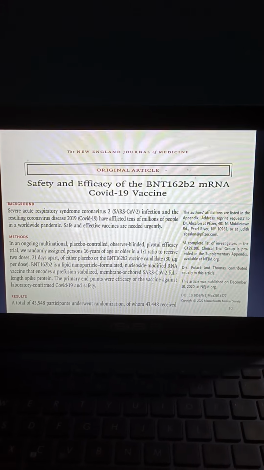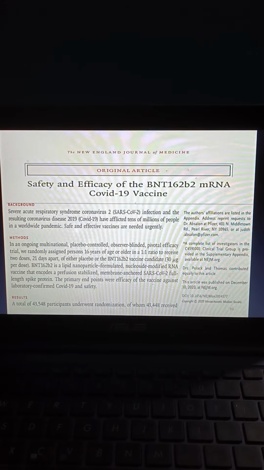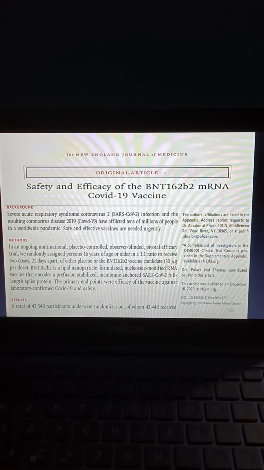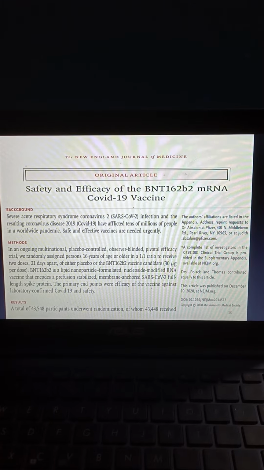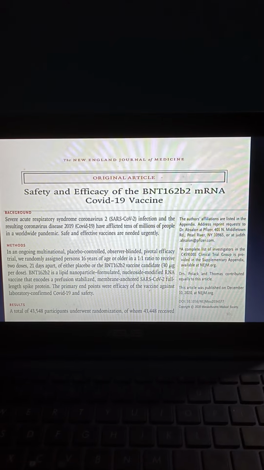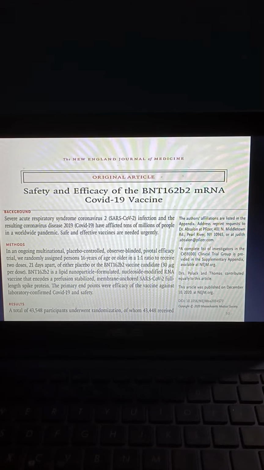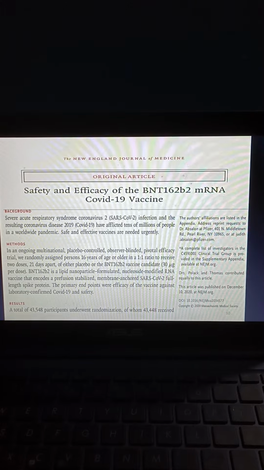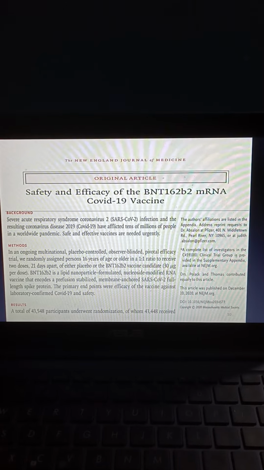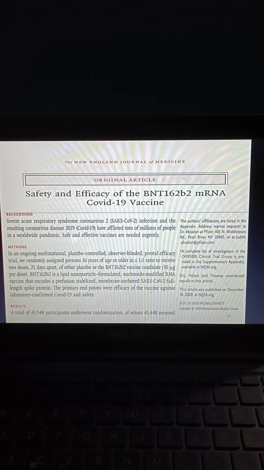Then this is another original article published in the New England Journal of Medicine: Safety and efficacy of the BNT162b2 mRNA COVID-19 vaccine. Background: severe acute respiratory syndrome coronavirus 2, SARS-CoV-2 infection and the resulting coronavirus disease 2019, COVID-19, have afflicted tens of millions of people in a worldwide pandemic. Safe and effective vaccines are needed urgently.